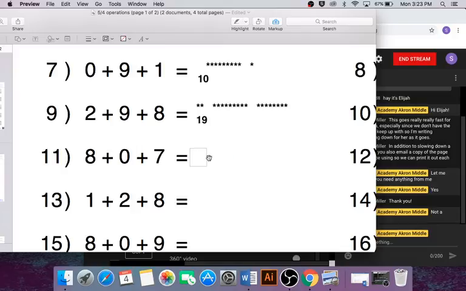Okay, I'm going to do 2 more for you. So we're going to start with this one with 8. So we have 1, 2, 3, 4, 5, 6, 7, 8, plus 0. So we're going to skip over that, plus 7. So 8, 9, 10, 11, 12, 13, 14, 15. So our answer is 15.